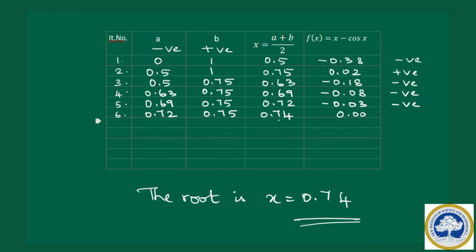Suppose if we increase the number of decimal places, the number of iterations will be more. So here at the 6th iteration directly we are getting the solution to be 0.74.